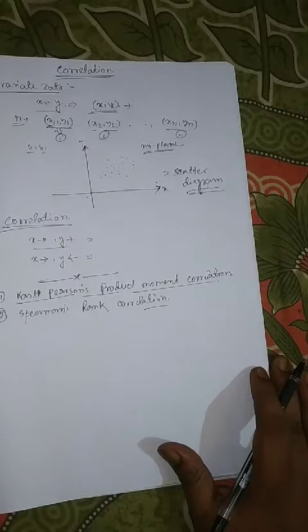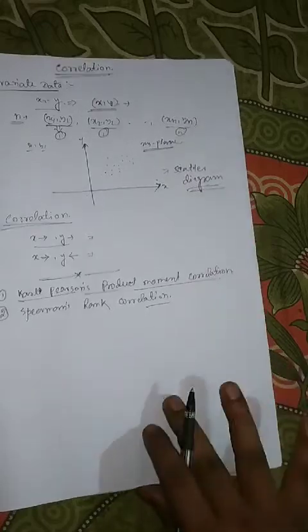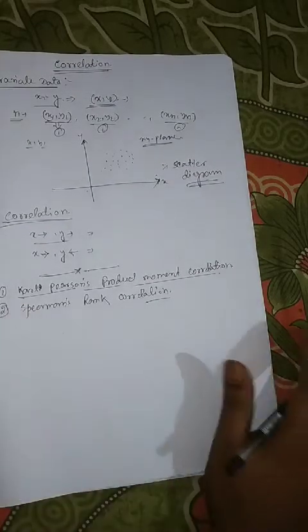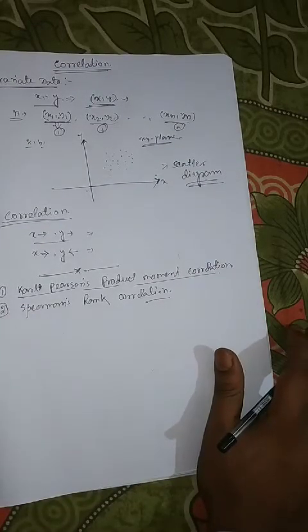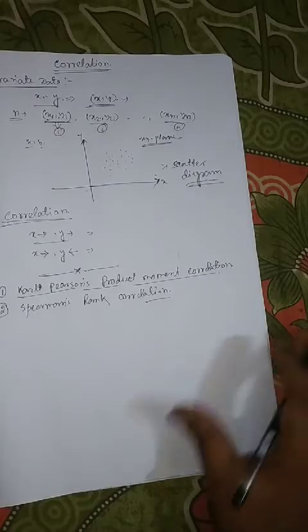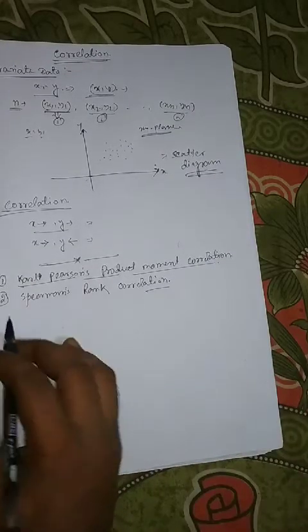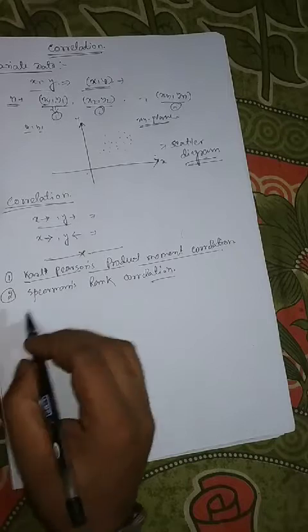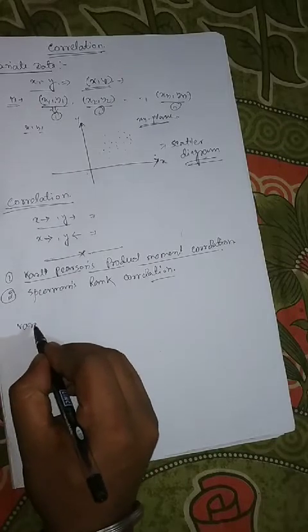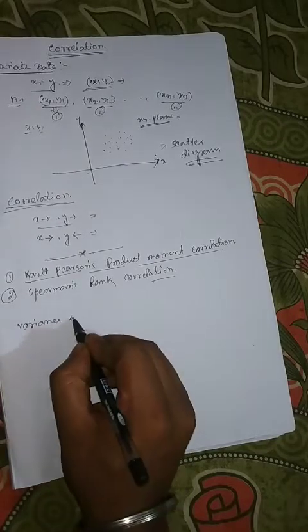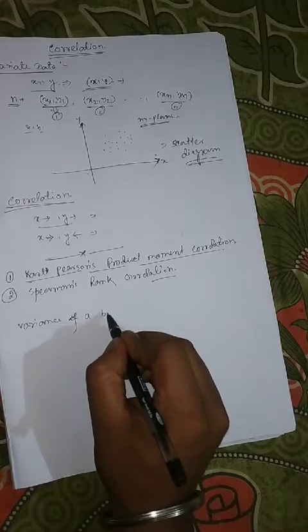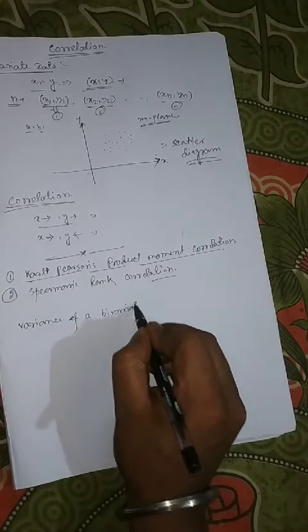Okay. Today we will start with Karl Pearson product moment correlation. So to find the Karl Pearson product moment correlation, first we have to know the variance. Okay, variance of a bivariate data.